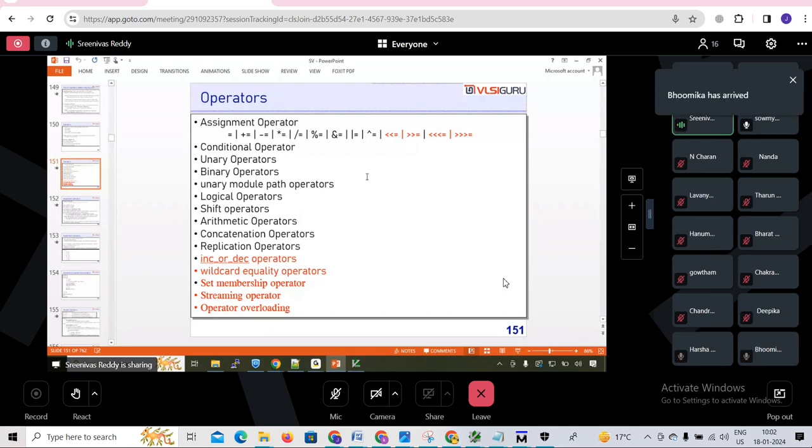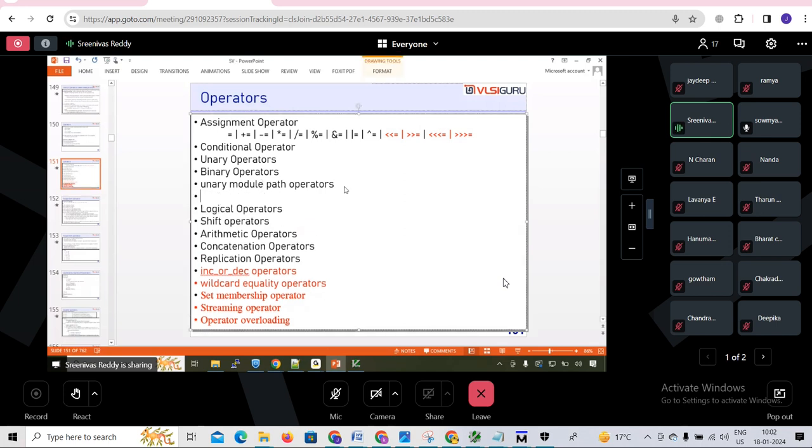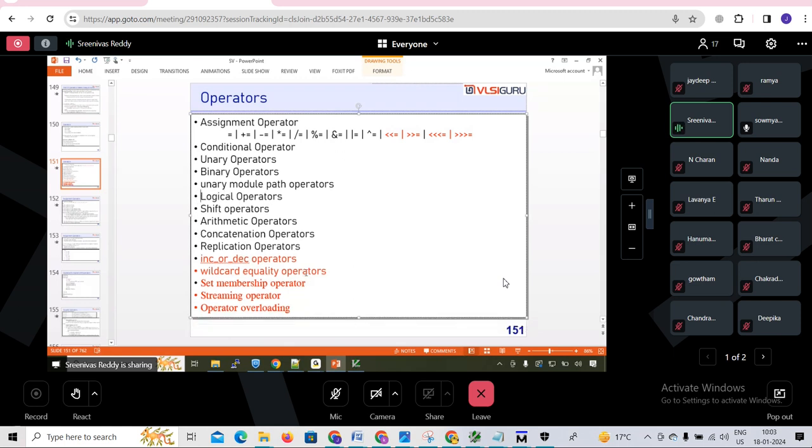In the previous session, the trainer would have discussed assignment operators and the conditional operator, which we know from Verilog, unary operator, binary operator, unary module path operators, logical operators. Wildcard operators are missing here. Let's write that down also. That is newly added in SystemVerilog. We don't really use it much. Very rarely we use the wildcard operator, because for most of our requirements the normal comparison operators are sufficient.